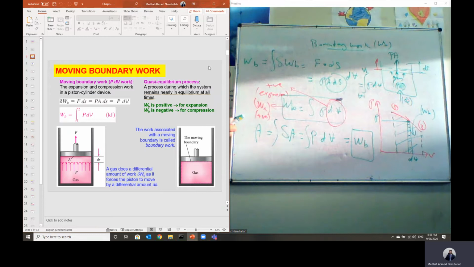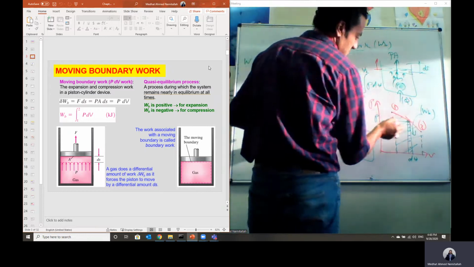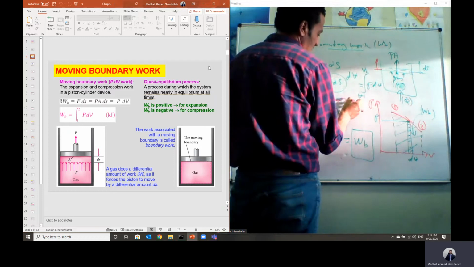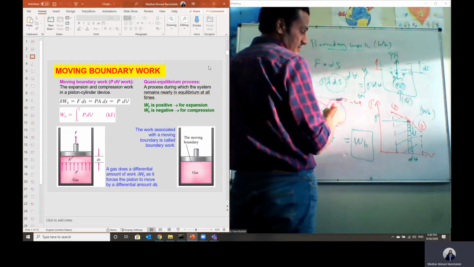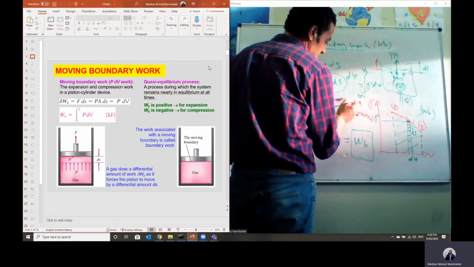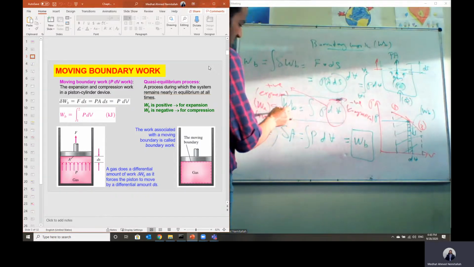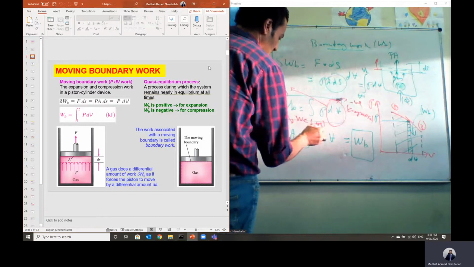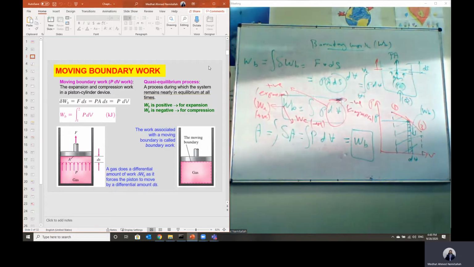If we have compression, if this process is just reversed from state 2 to state 1, then in this case delta V will be negative, and the process is just a compression process. We call this work compression work, and it should have a negative value.